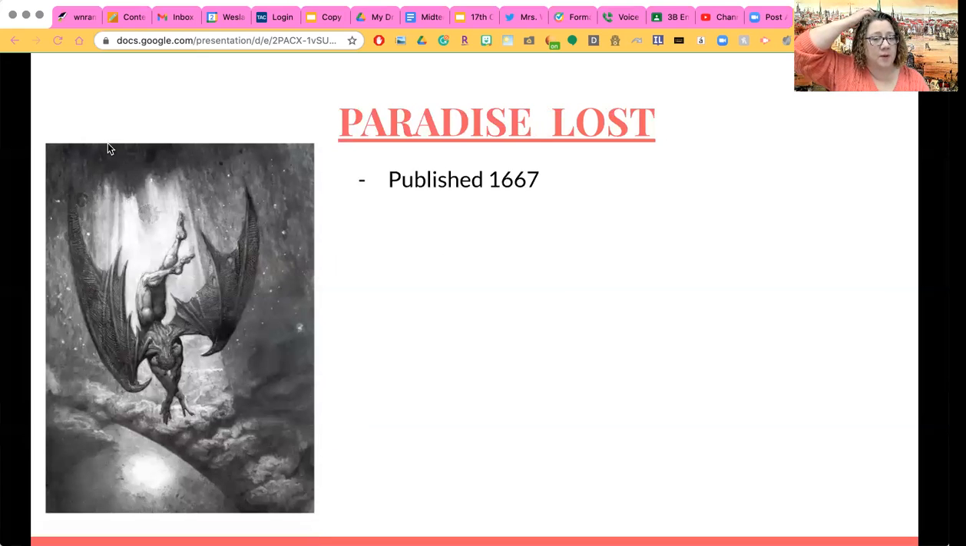So a few things about Paradise Lost. It was published in 1667, right about the time that we're talking about the end of the Restoration and moving into the Enlightenment. So it's right there in the crux of what we've been talking about throughout this entire presentation.